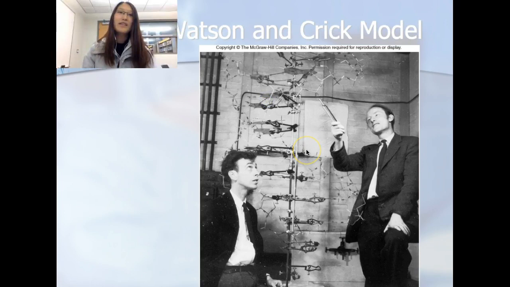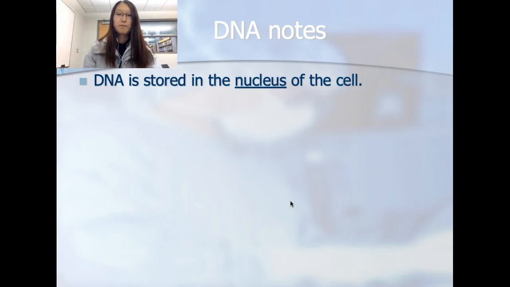And then there are these two people, Watson and Crick. These are the people who first built an actual model of the DNA with the sugar, phosphate, and base, and we'll talk about that in a minute. So more notes. Well, anyway, these are people that you should know about.